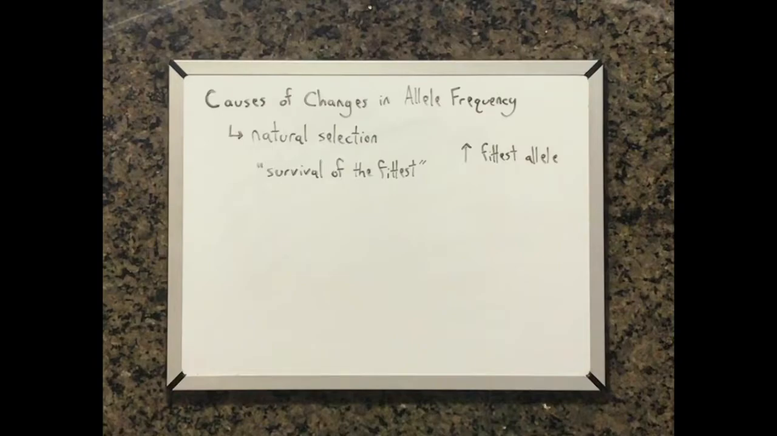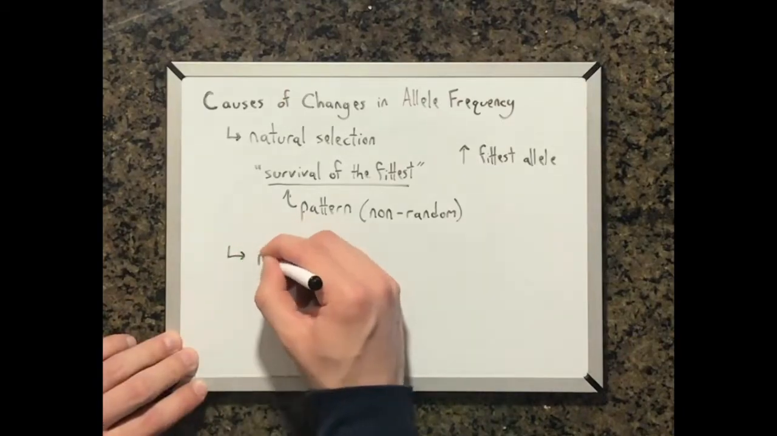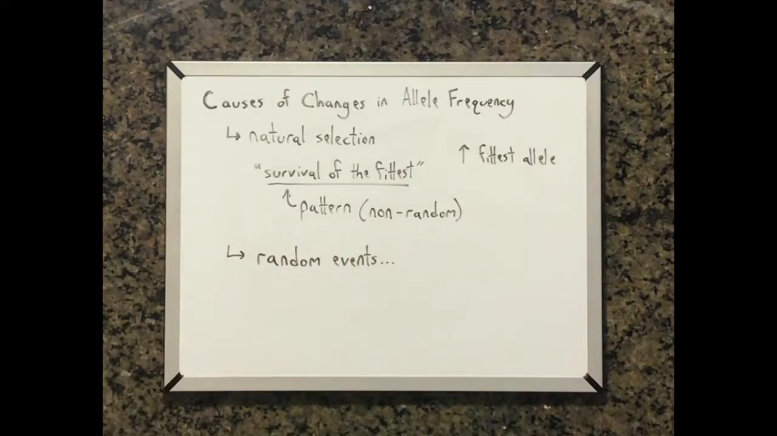Events like natural selection follow a pattern and are to some degree predictable. This pattern would be survival of the fittest, where the fittest alleles will ultimately increase in frequency over time. Other events might change the allele frequencies within a population in a random way that lacks a predictable pattern.